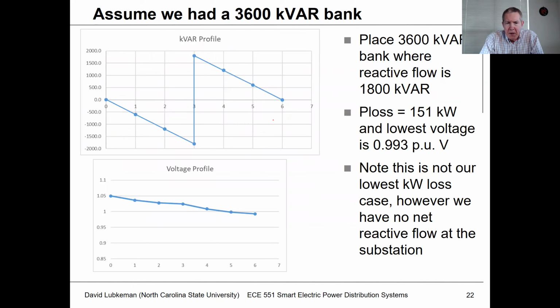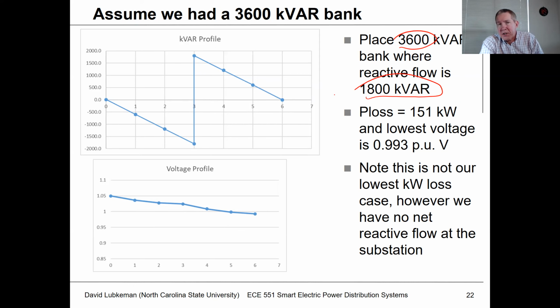And so let's suppose we had a 3600 kVAR bank in our previous example where we actually put it, right? This is a pretty large value, but at least if we use this really large value, we're compensating all the load on the feeder. So we're going to get unity power factor at the substation. What I would be doing is looking at a location where, if I have 3600 divided by 2, I'd be looking at a location that had 1800 kVAR flow.